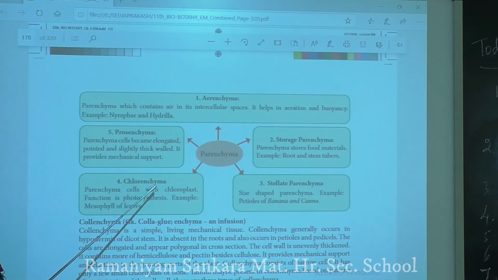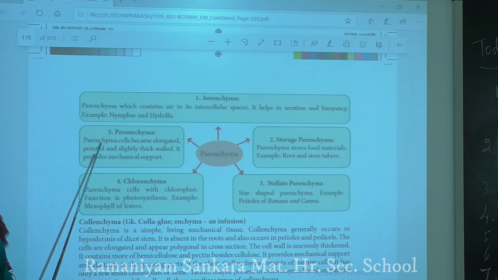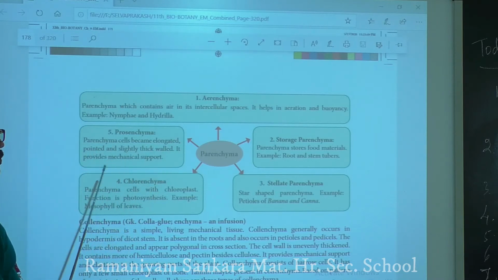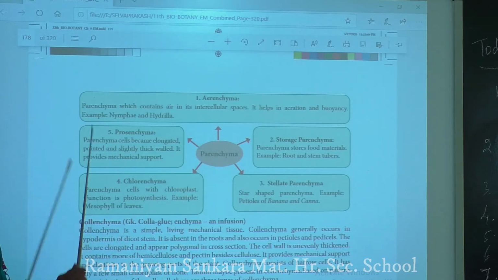Next one, chlorenchyma. Parenchyma cells with chloroplasts are present. That is called chlorenchyma. It functions in photosynthesis. Example, mesophyll of leaves. All the leaves contain chlorophyll, that is called chlorenchyma. Next one, prosenchyma. Parenchyma cells become elongated, pointed and slightly thick walled. It provides mechanical support, that is called prosenchyma. So there are 5 types of parenchyma.